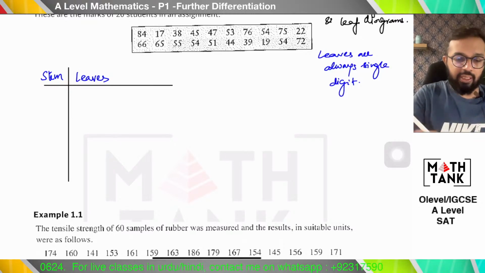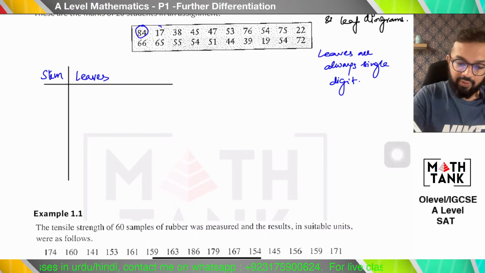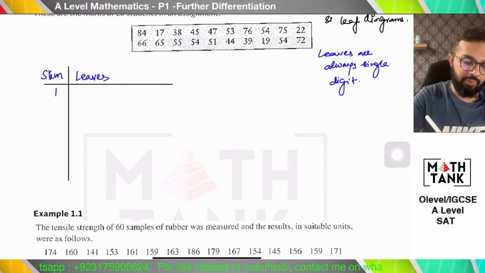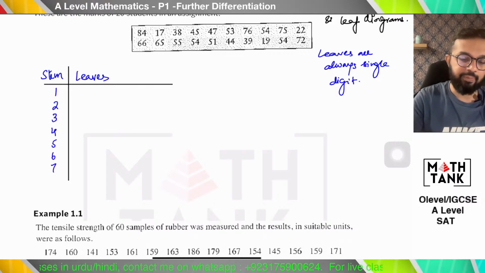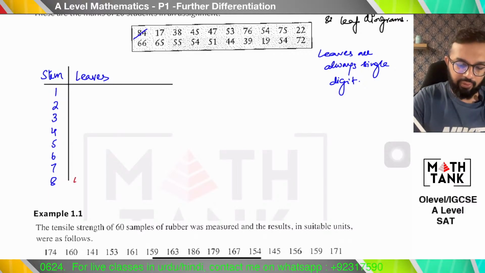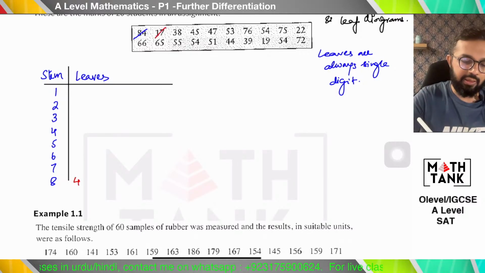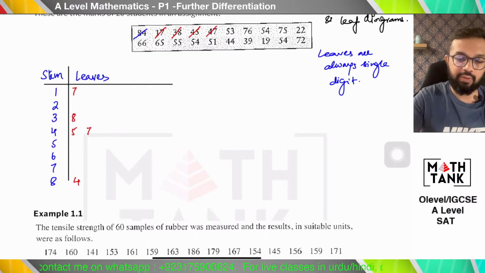Let's divide into stems. I can see that the numbers go from 17 to 84. That's the smallest and largest numbers. So I'm going to say that my stems are 1, 2, 3, 4, 5, 6, 7, and 8. Okay. Then what is my first number? 84. So I'm going to write 4 in this category. And the next number is 17. So I'm going to write it in this category. 38. So I'm going to write it in this category. 45. So I'm going to write it in this category. 47. So I'm going to write 7 after this.